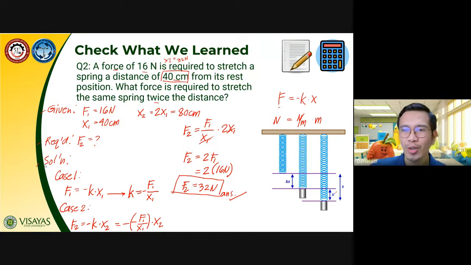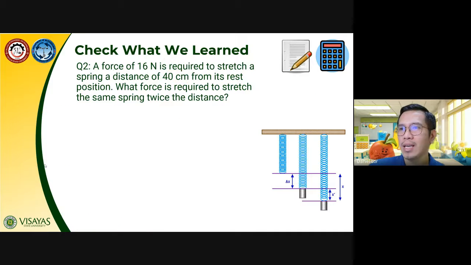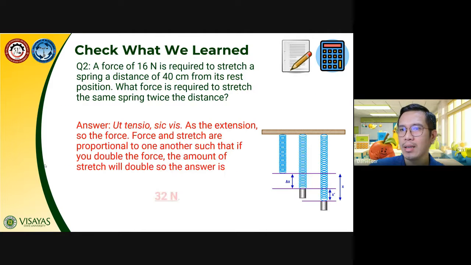The second question which we will solve is this. But first, let us understand our reasoning why we get 32 Newton. As Robert Hooke said, ut tensio sic vis, as the extension, so the force, meaning the extension or displacement x is just proportional to the exerted force.